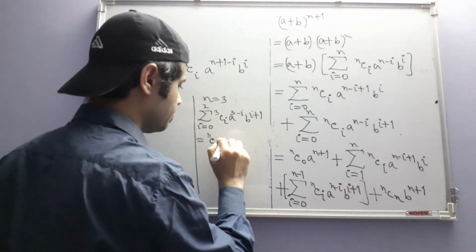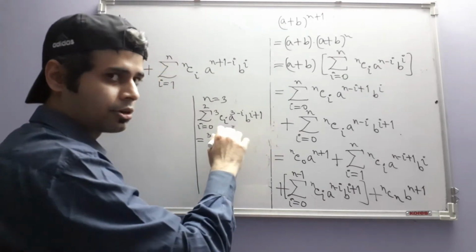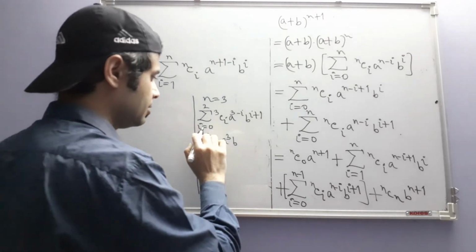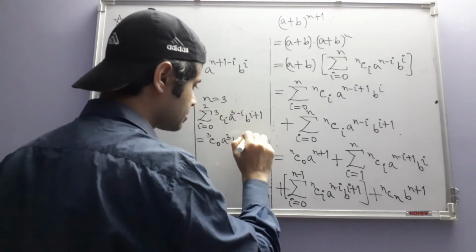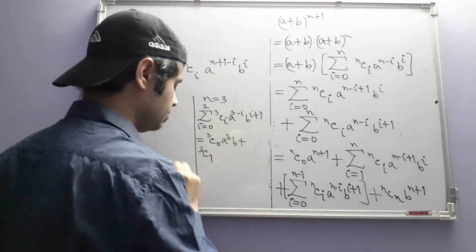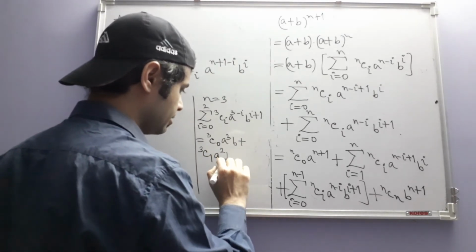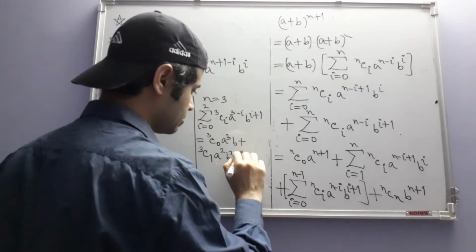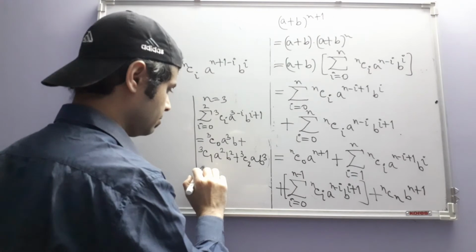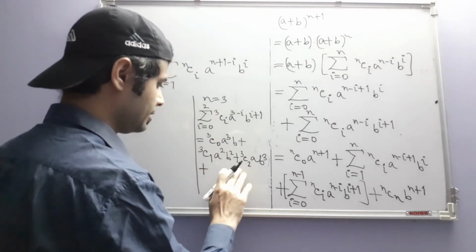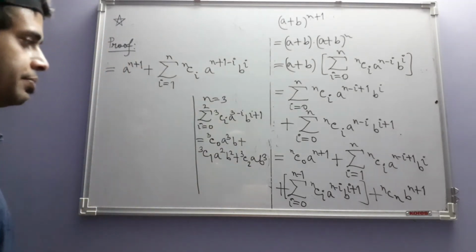So this is 3C0 a cube, but you see here it is different. It's not b to the power i, it's b to the power i plus 1. So 0 plus 1 is b. So 3C0 a cube b plus 3C1, since i is increasing, this is decreasing, a square b square plus 3C2 a b cube. Till there only I can write, i equal to 0, 1 and 2. So this is the sum.